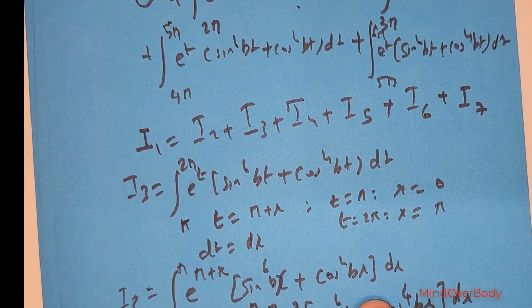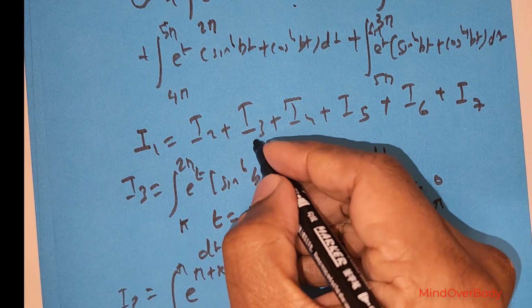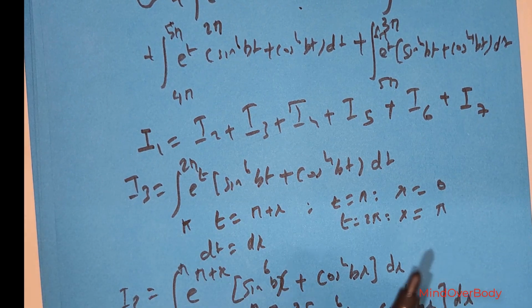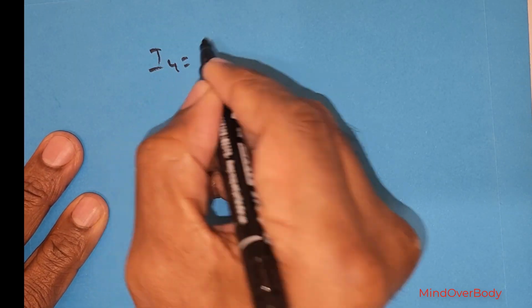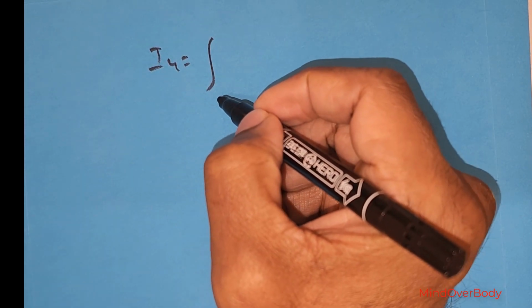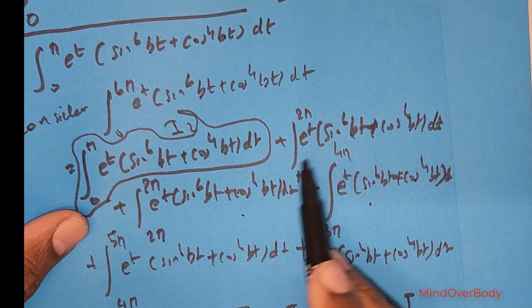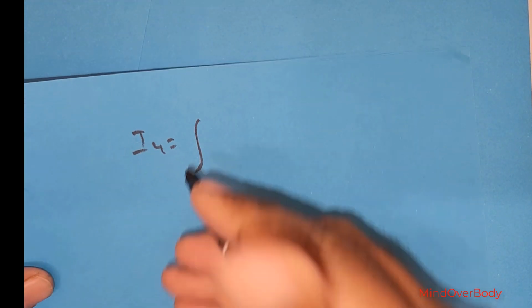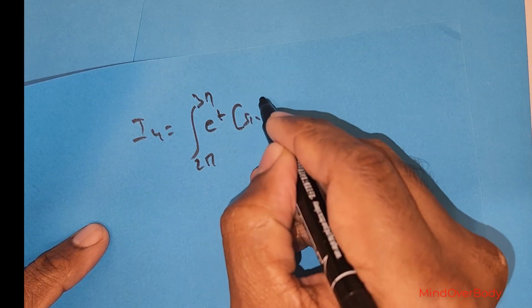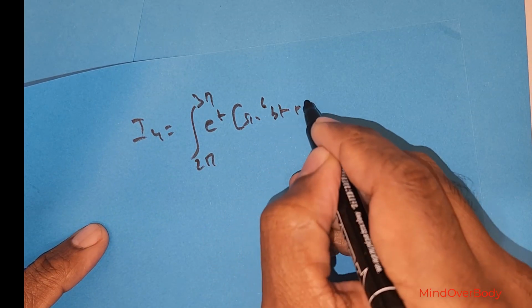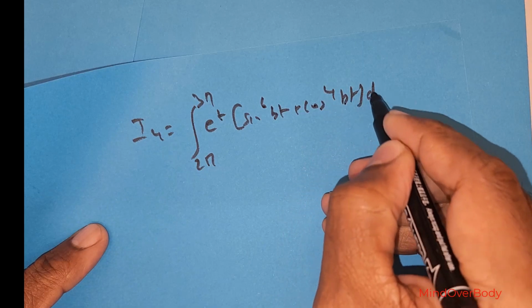Having got that out of the way, let me go to the next integral, which is I4. I3 has been from π to 2π. My I4 is 2π to 3π. So I4 is the integral from 2π to 3π of e^t sin^6(bt) + cos^4(bt) dt.